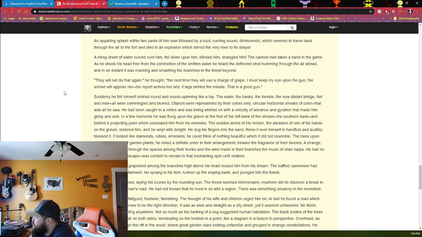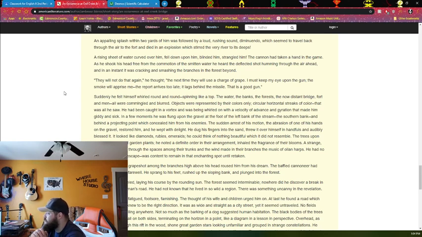He had been caught in a vortex and was being whirled on with a velocity of advance and gyration that made him giddy and sick. In a few moments he was flung upon the gravel at the foot of the left bank of the stream, the southern bank, and behind a projecting point which concealed him from his enemies. The sudden arrest of his motion, the abrasion of one of his hands on the gravel, restored him, and he wept with delight. He dug his fingers into the sand, threw it over himself, and in handfuls audibly blessed it.